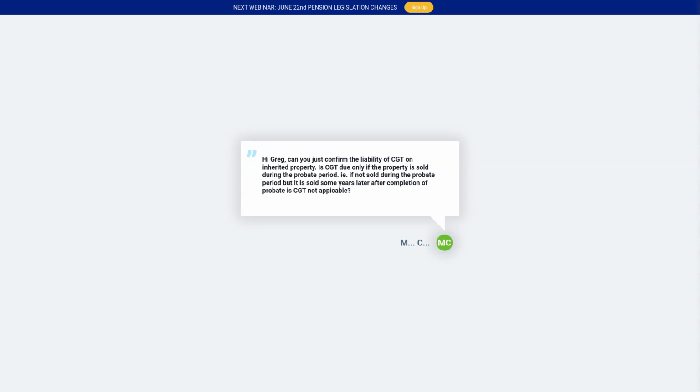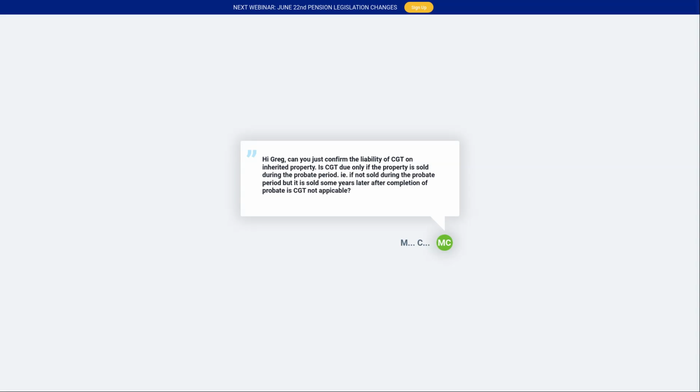Mike Cotton has a question. Hi, Greg. Can you confirm the liability of CGT on inherited property? Is CGT due only if the property is sold during the probate period, i.e. if not sold during the probate period, but is sold some years later after completion of probate, is CGT not applicable? Okay, so, and I'll refer to it in one of the slides.